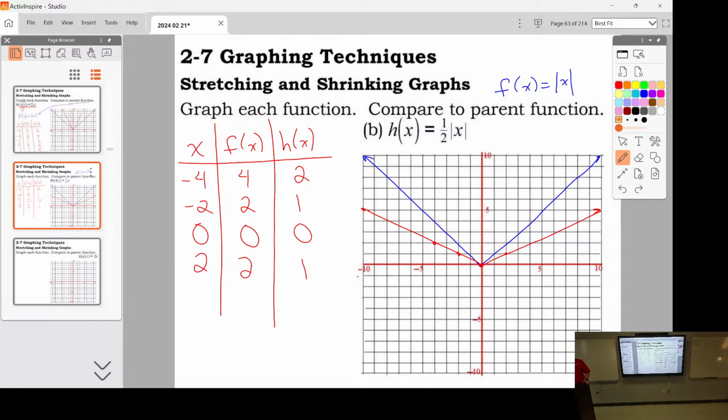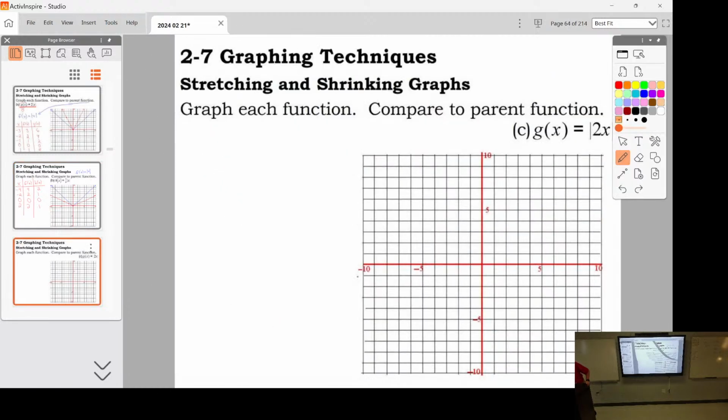Good? Okay. One more. I'm going to graph k of x. K of x is the absolute value of 2x. Am I changing the value of x, or am I changing the value of the function? I'm changing the value of x. So now I'm messing with it horizontally. Okay? And I'm going to tell you, this graph is going to look an awful lot like one of the graphs we already did.